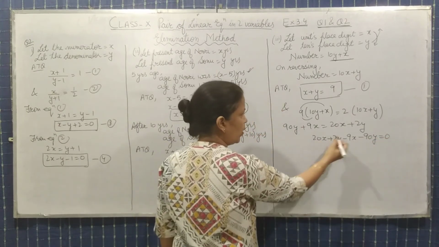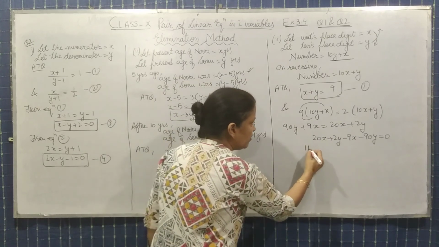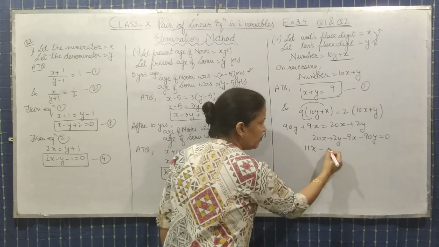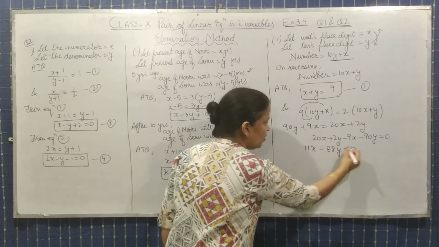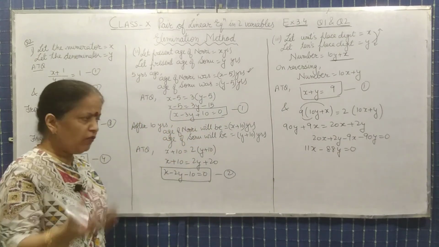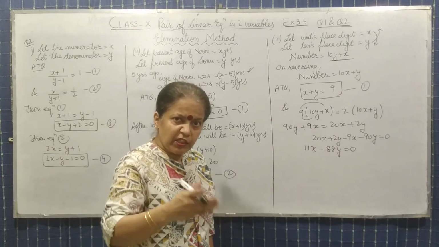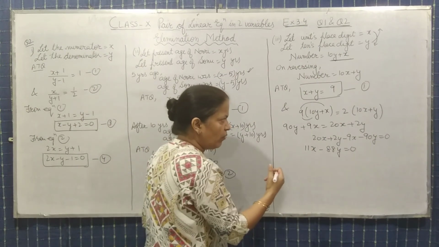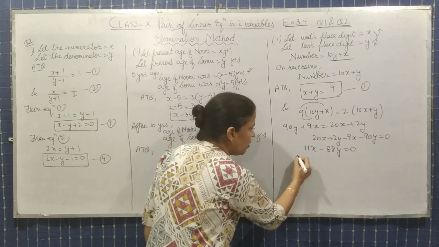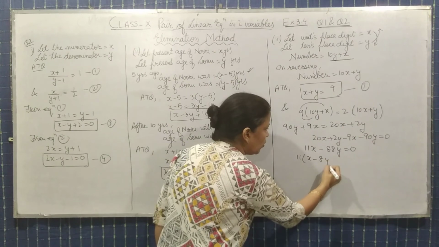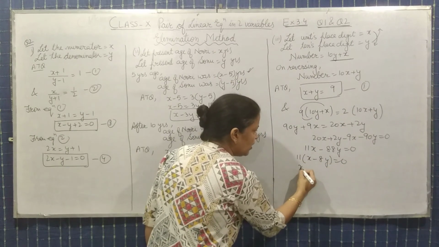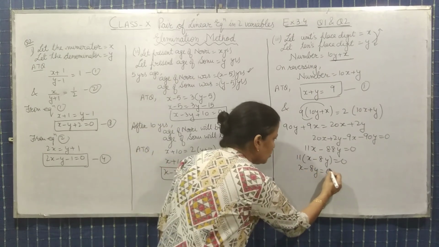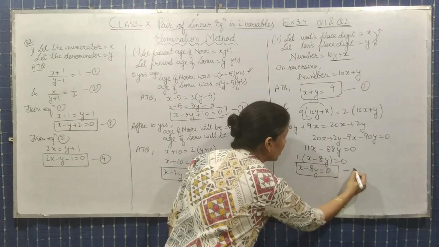Solve it further. 20 minus 9, 11x. 11x you will get it. And this, what you will get it? Minus 88y equals 0. Now this equation we can further change it or further reduce it. We can reduce it further also. So how will you reduce it? By taking 11 common. x minus 8y equals 0. Now x minus 8y equals 0 upon 11. 0 upon 11 is 0. So this is the second equation.